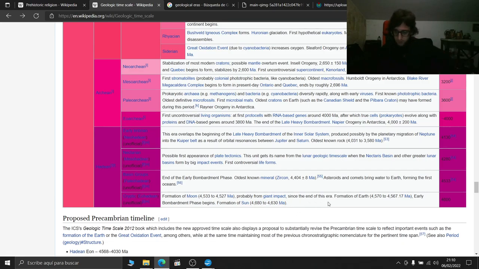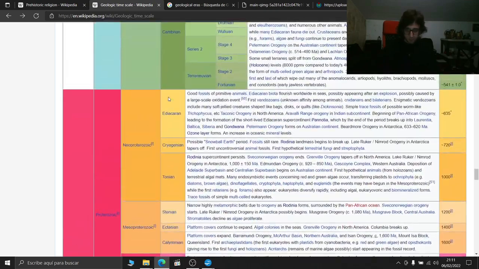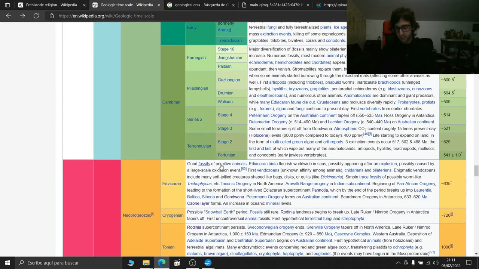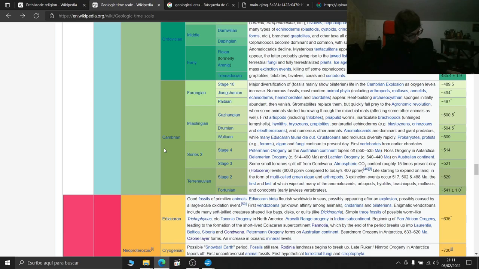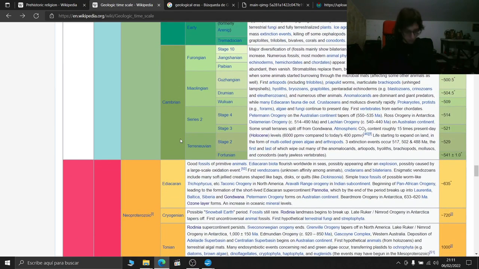So 4.6 billion years ago, and the Phanerozoic starts 542 million years ago. So there are many thousands of years without complex life. Actually, like 4,000 million years between the formation of Earth and the start of complex life. Phanerozoic is for the visible life. This is like not only the microscopic life exists.